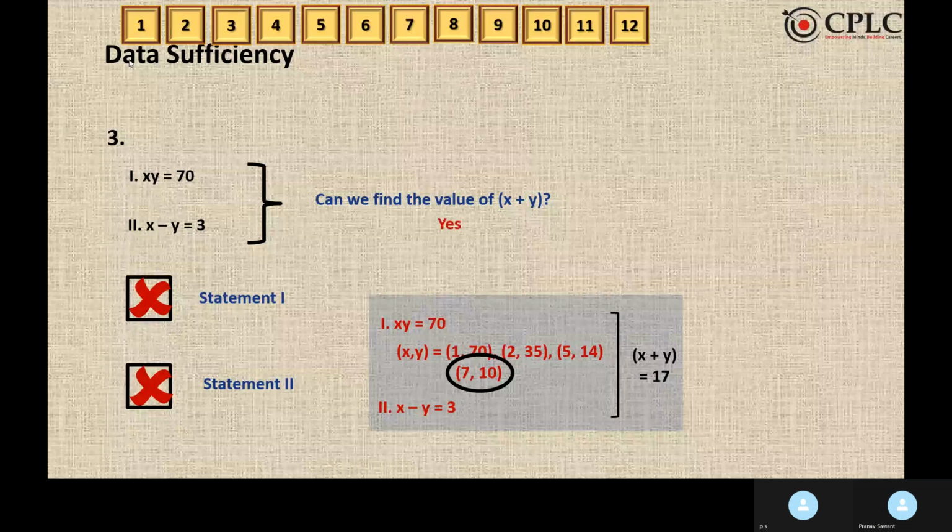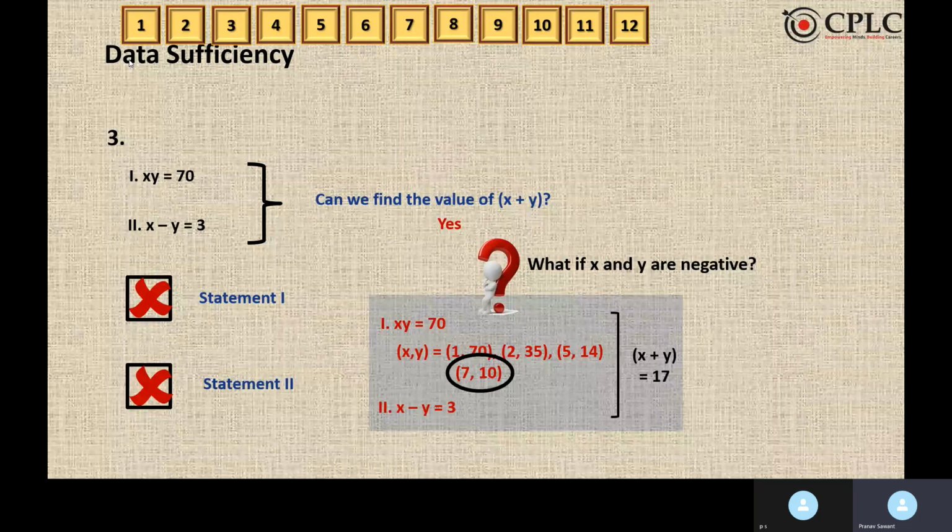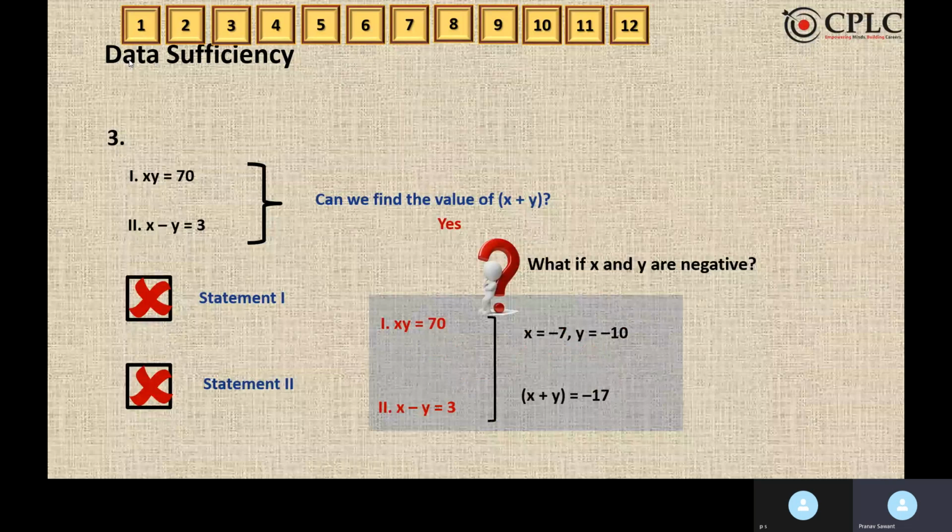Now x minus y is equal to 3, so 10 minus 7 is equal to 3. But what if x and y are negative? If they are negative, then we won't get the answer. Then we would have two possibilities. First possibility is 7 and 10. Second possibility is minus 7 and minus 10. Hence, we are still getting two answers. So we cannot answer the question.